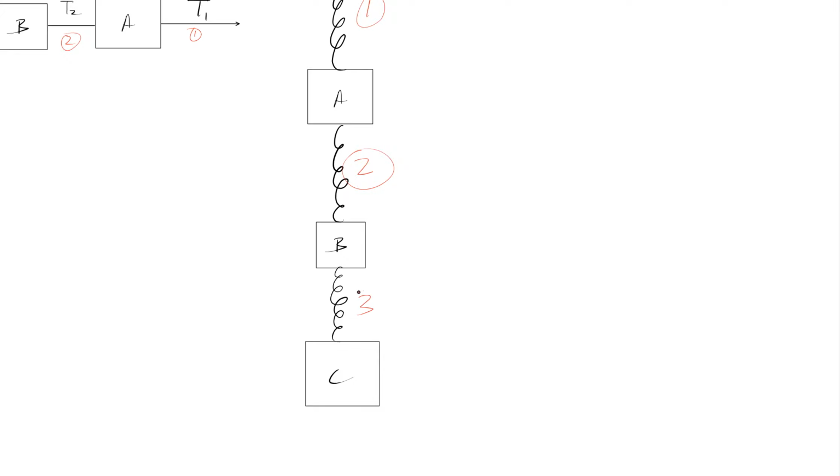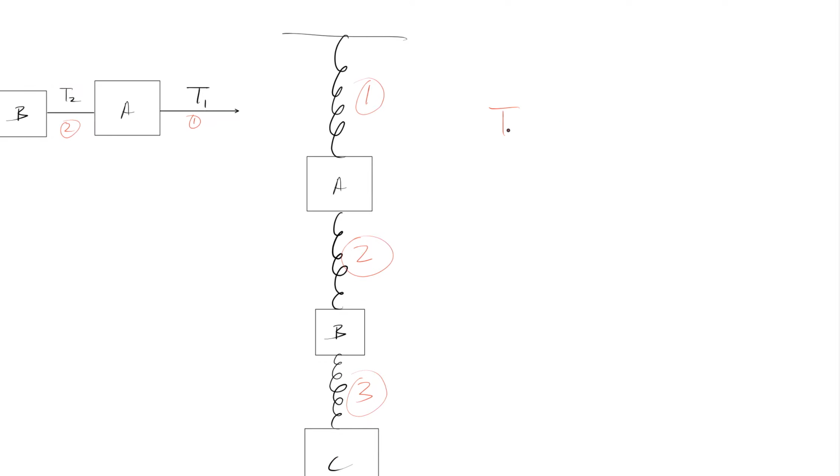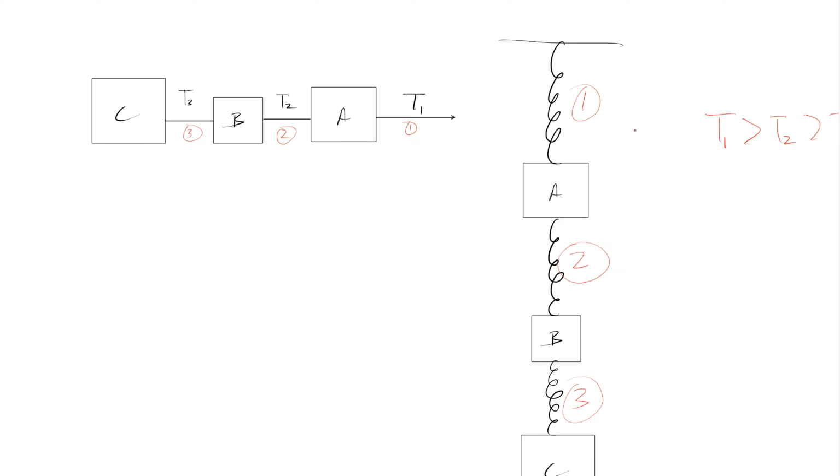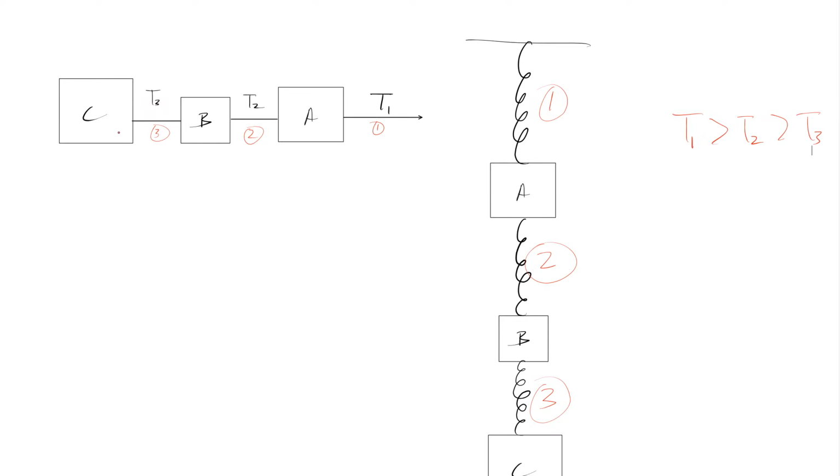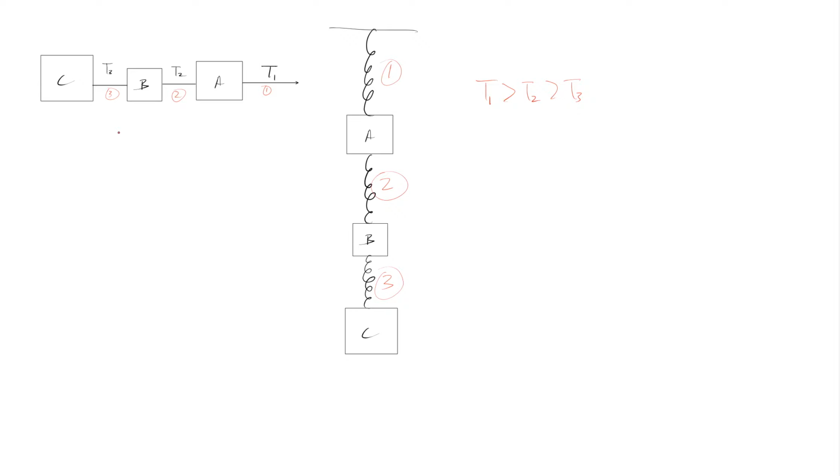And then finally, the last spring has it the easiest. The last spring is only supporting object C. So in this case, tension 1 would be greater than tension 2, which would be greater than tension 3. And the same thing applies here. The first rope is required to drag all three masses, but the second rope is only dragging the last two masses, and then the third rope is only dragging the one mass. And that is how we get that perspective on this type of third law problem.